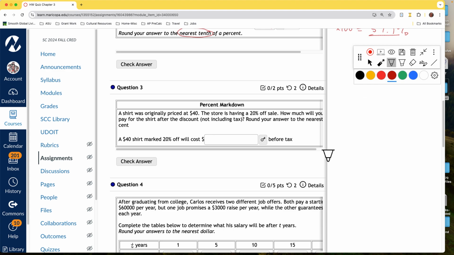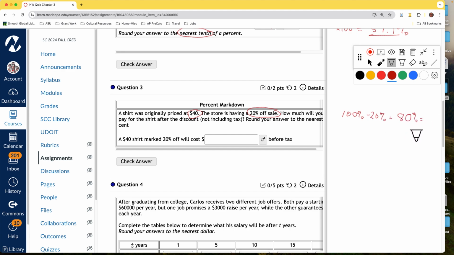A shirt was originally priced at $40. The store is having a 20% off sale. Is that markup or markdown? Marked down. Off means we're taking it away. How much will you pay for the shirt after the discount? Remember, we can just do this as a markdown. 100% minus the 20% means we're going to pay 80% of the price.